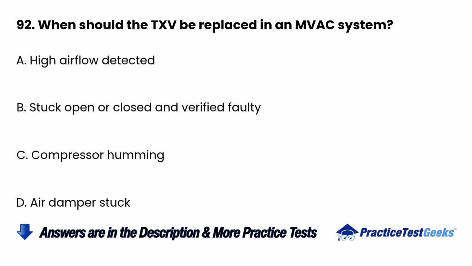92. When should the TXV be replaced in an MVAC system? A. High airflow detected. B. Stuck open or closed and verified faulty. C. Compressor humming. D. Air damper stuck.